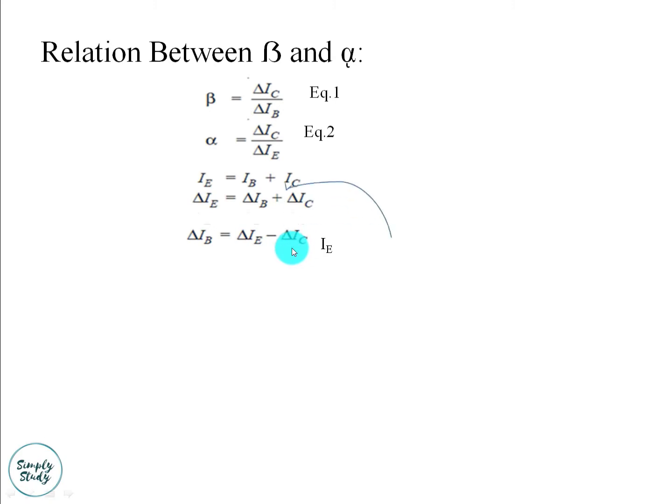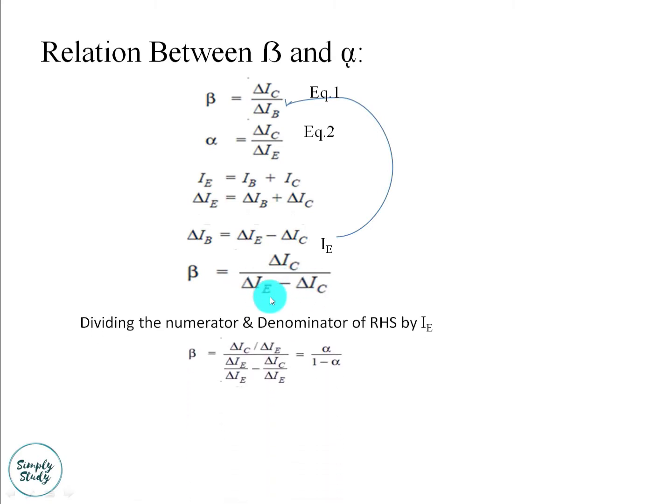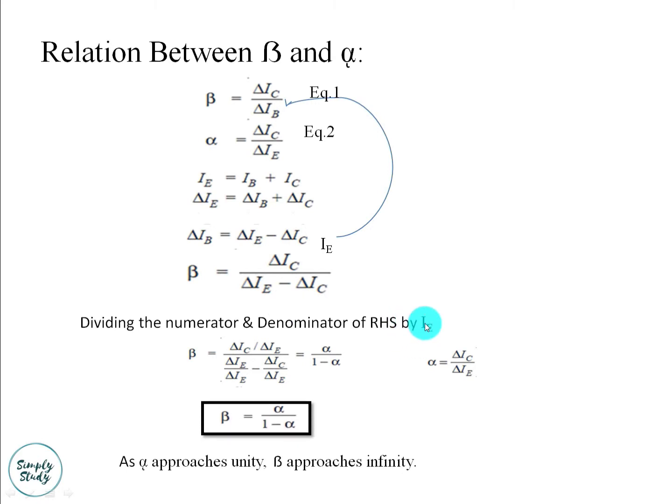Substituting the value of delta IB in equation 1, we get beta equals change in IC upon change in IE minus change in IC. Dividing the numerator and denominator by change in IE, we get beta equals alpha upon 1 minus alpha. It is clear that as alpha approaches unity, beta approaches infinity. In other words, the current gain in common emitter connection is very high. This is why this circuit arrangement is used in about 90 to 95% of all transistor applications. Let's move to the next question.